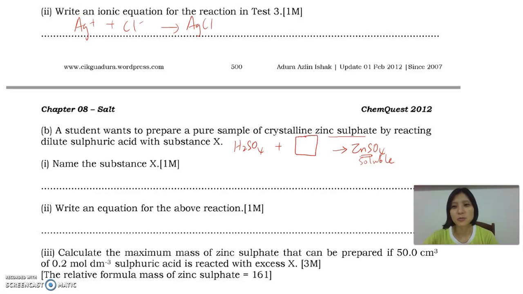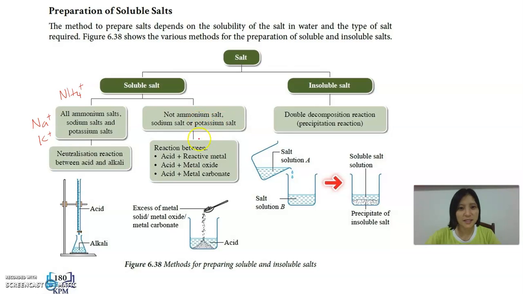Okay, method 2 is what? Method 2, we must use acid with reactive metal, acid with metal oxide, or acid with metal carbonate. Okay, so what can we use? We already know the acid. We already know we are using sulfuric acid.